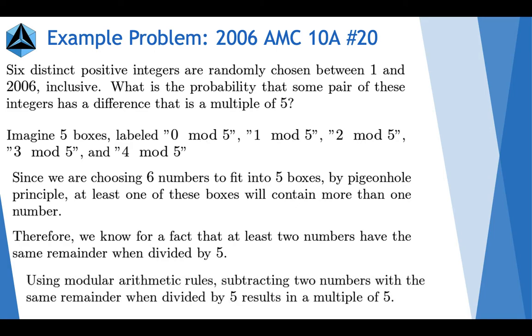Using modular arithmetic rules, subtracting 2 numbers with the same remainder when divided by 5 results in a multiple of 5. If you don't know why that is, I absolutely recommend you check out our modular arithmetic lecture.